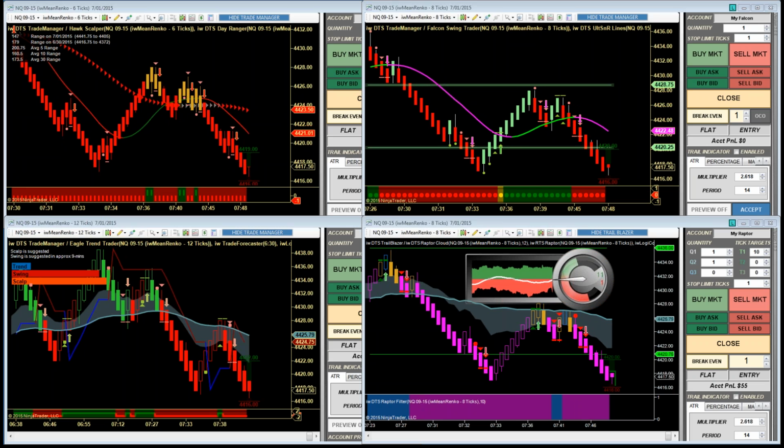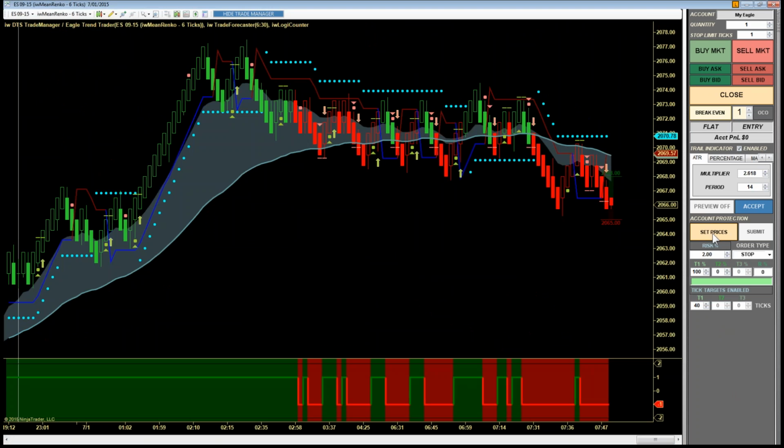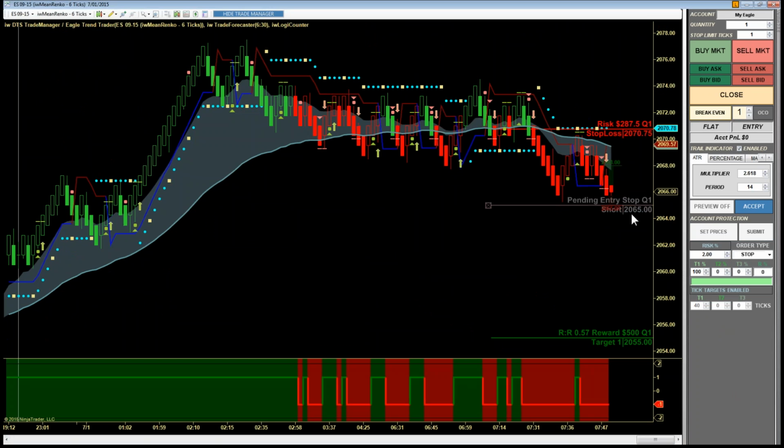Okay, here the E-mini. While we were looking at the E-mini, we just got a trend change signal. Now this one I'm going to give a little bit of room. It was against the ATR. The ATR just flipped over. And I have my wrong profit objective for the E-mini, but I can always change that.